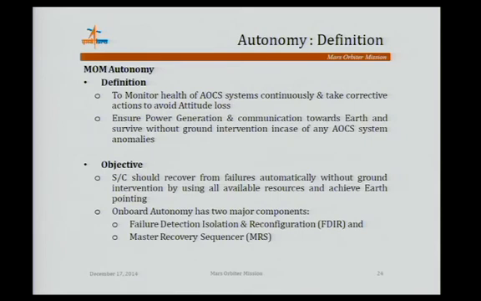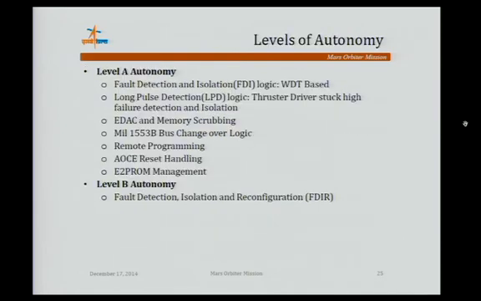On-orbit autonomy involves two major components: fault detection, isolation and reconfiguration logic, and the master recovery sequencer. This takes the input from FDIR and other health conditions and automatically recovers the spacecraft to Earth pointing. Next. There are basically four levels into which we can categorize the autonomy features we built.